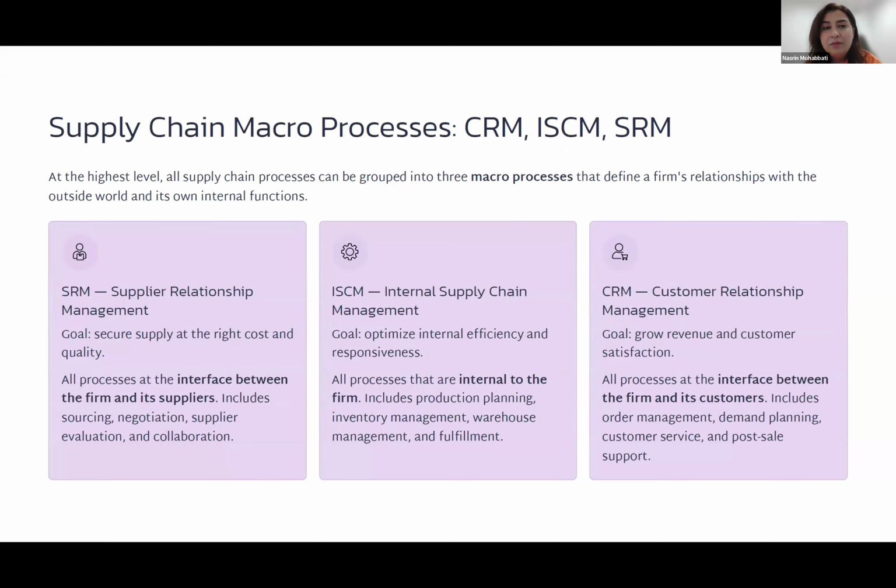I want to cover macro processes in every single supply chain. I'm sure that you heard about these in many different businesses: supplier relationship management, internal supply chain management, and customer relationship management. So under every single supply chain for every single product, service, business, there are these macro processes. Let's start with customer relationship management.